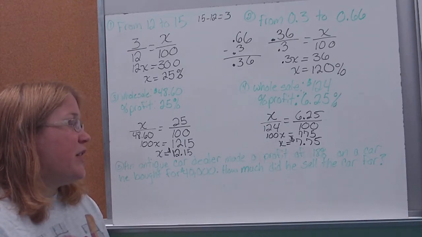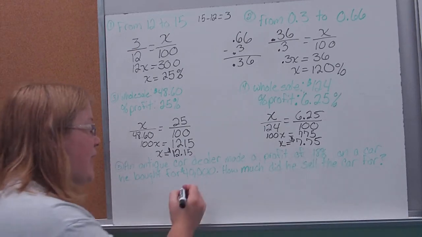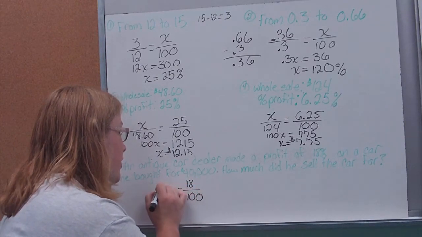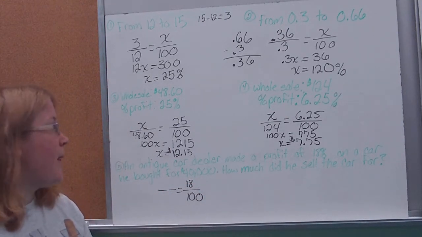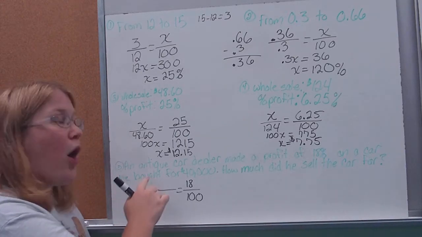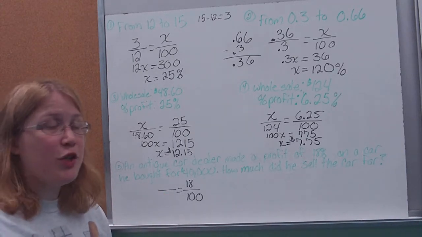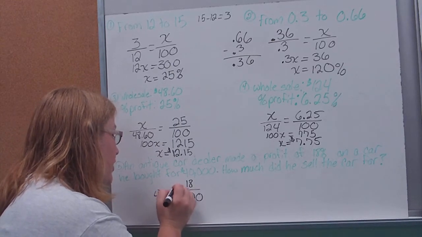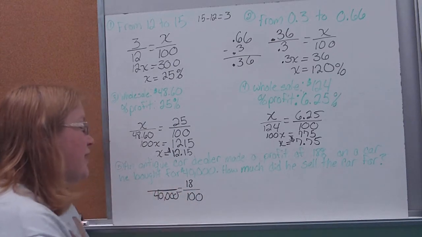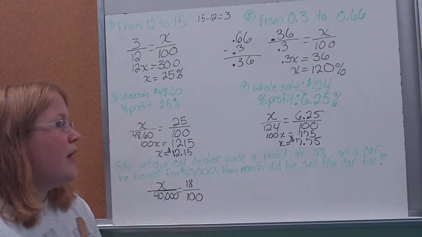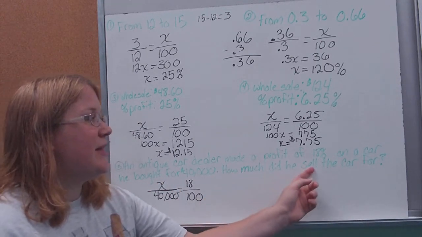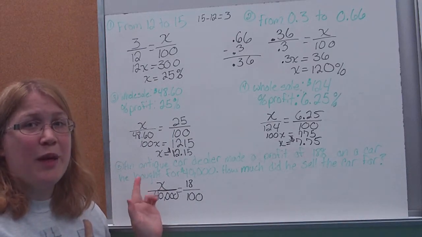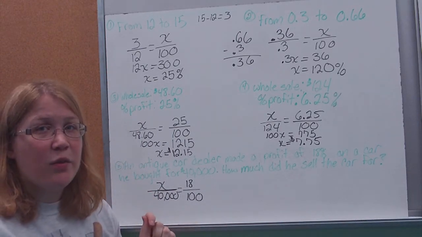An antique car dealer made a profit of 18%. You know what? I'm going to fill this in right now. My percent always goes over 100, so I know what goes there. On a car he bought, so that would be his original price, for $40,000. So that goes on the bottom. He originally paid $40,000 for it. But look at this. It says, how much did he sell the car for? This is going to tell me how much money he made, not what he sold the car for.